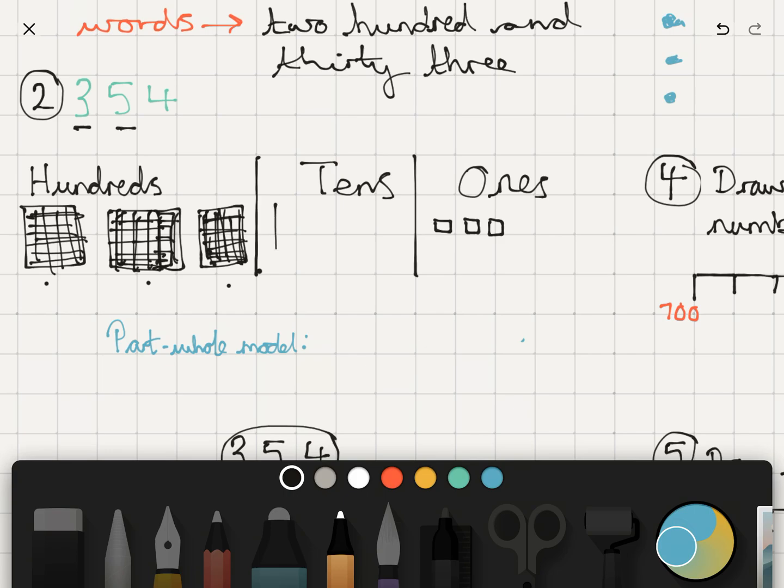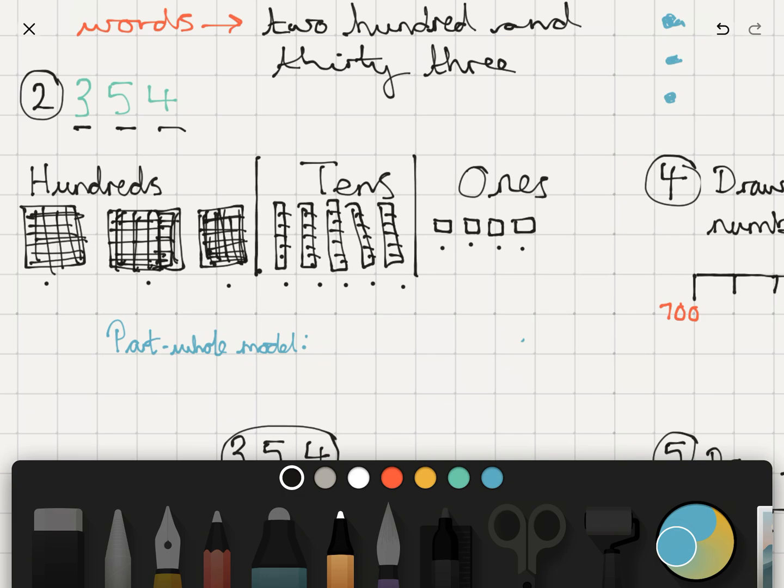Now we need to put 5 tens. Remember, our tens are our nice long ones like this. One, 2, 3, 4, 5. Excellent. And then we need to make sure we've got 4 ones. At the moment, we've only got 3, so we just need to add 1 more. 1, 2, 3, 4. Okay, so that is how you show 354 in your place value grid.